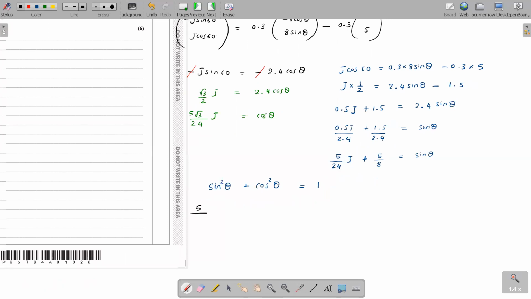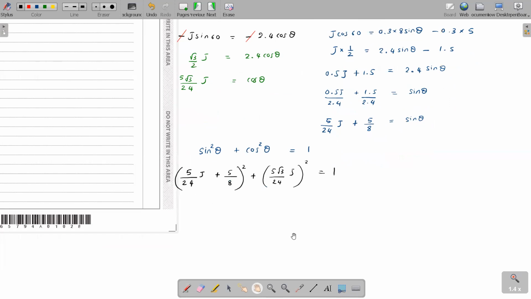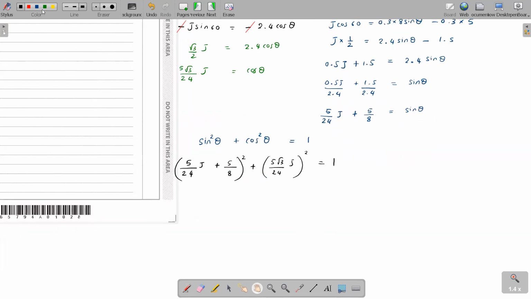Are we doing P3? So M2, what do you think? Sine square plus cos square equals 1 is P2. So 5 over 24j plus 5 over 8, whole thing square, plus cos square, which is 5 root 3 over 24j, again whole thing square, equals 1. So open the bracket and solve this equation, you should get the j value. You will end up getting a nice quadratic equation, children. I think it's better to have the common denominator here.